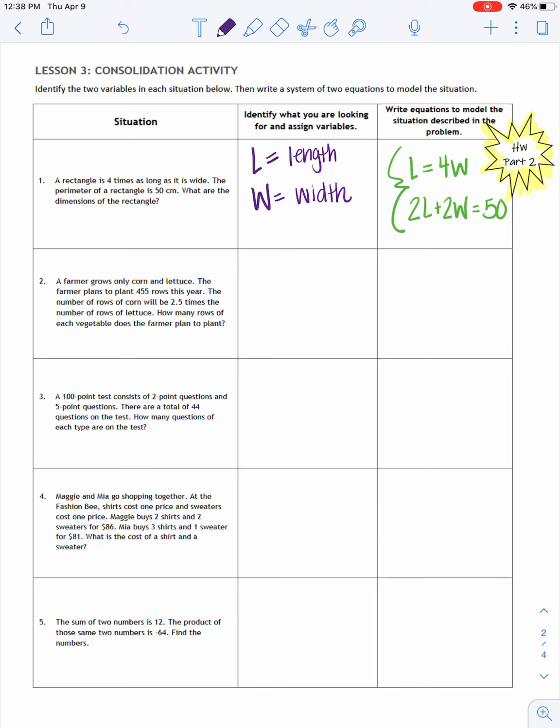Number 2, a farmer grows only corn and lettuce. The farmer plants 455 rows this year. The number of rows of corn will be 2.5 times the number of rows of lettuce. How many rows of each vegetable does the farmer plant? Okay, so we are looking for the rows of corn, and we are looking for the rows of lettuce.